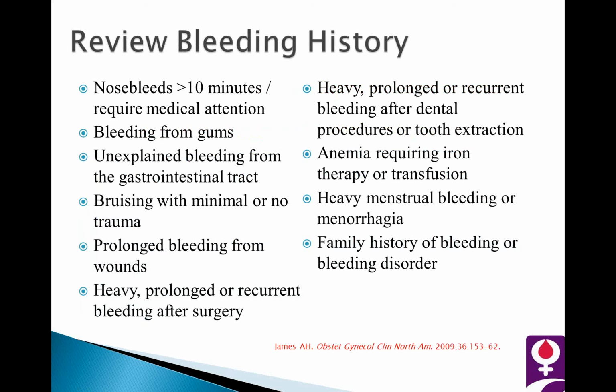So let's review a bleeding history briefly. We want to know not only the gynecologic history, but also other things about potential bleeding problems. For instance, are they having nosebleeds that last greater than 10 minutes and require medical attention? Do they have bleeding from their gums, even while brushing their teeth or when going to the dentist for routine procedures? Unexplained bleeding from the gastrointestinal tract, bruising with minimal or no trauma, prolonged bleeding from wounds, heavy or prolonged or recurrent bleeding after surgery, difficulty with bleeding after dental procedures and tooth extraction. Have they had a history of anemia requiring iron therapy or transfusion, heavy menstrual bleeding, and finally a family history of bleeding or a bleeding disorder.